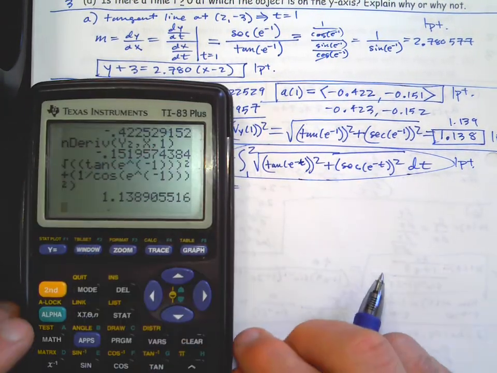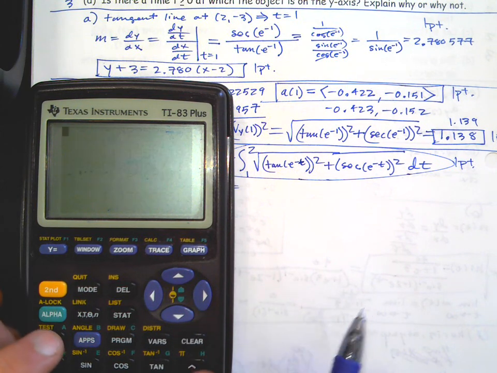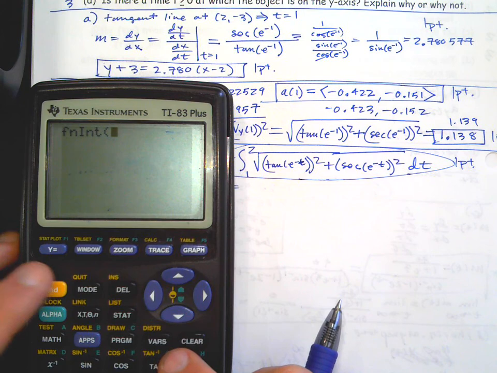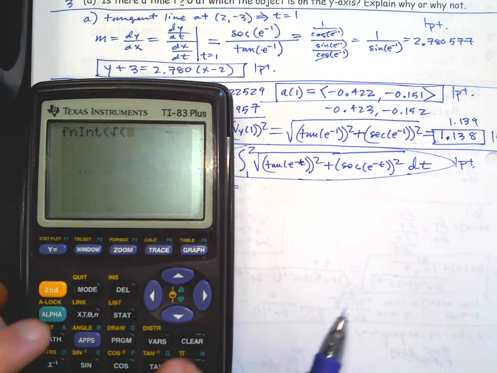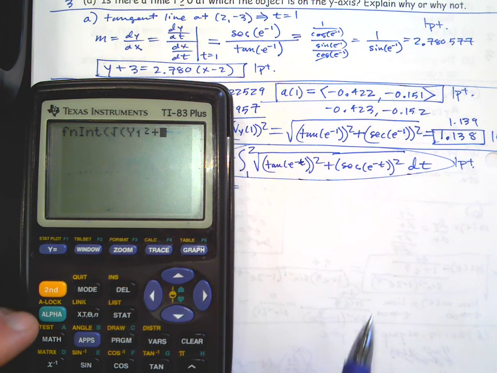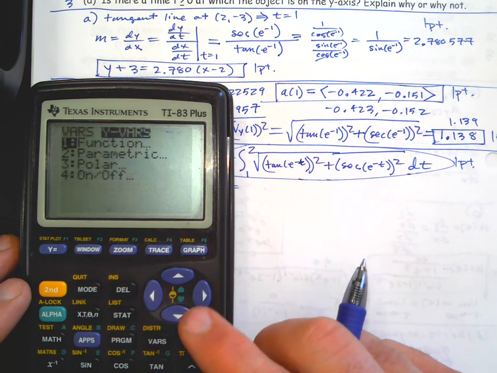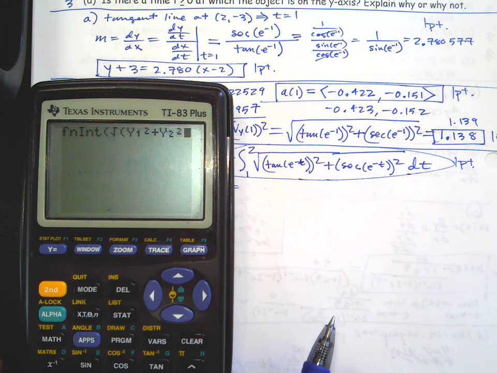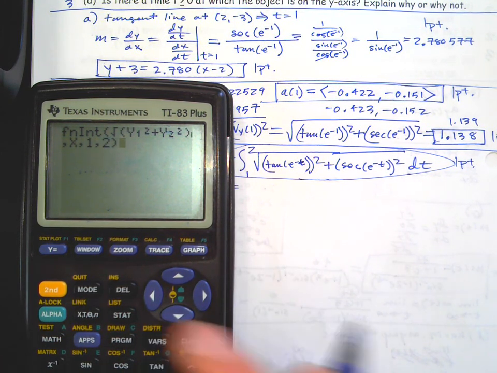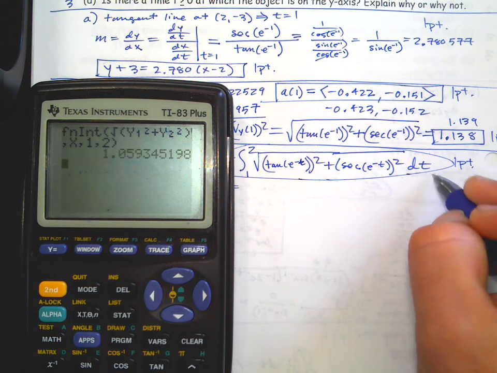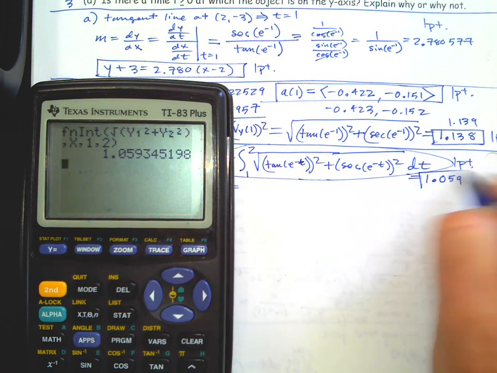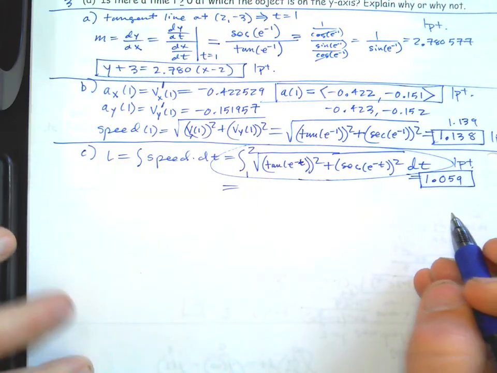I think the easiest way to do this is math 9, and then do square root, vars, y vars, function y1 squared plus vars, y vars, function y2 squared, close, comma x, comma 1, comma 2. I don't think you want to try and figure that out by hand. 1.059. So there you go. It's total distance.